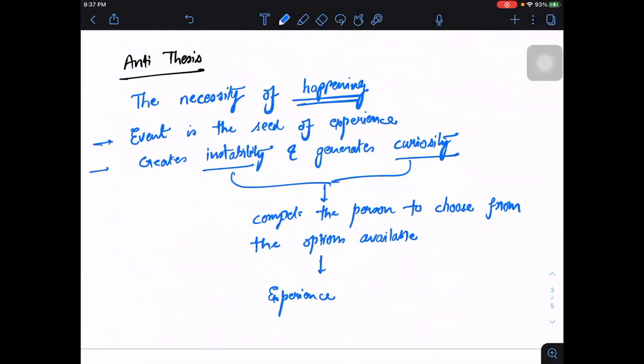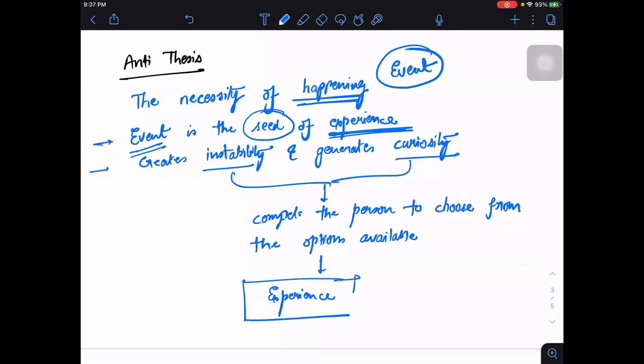Antithesis, as I have explained earlier, here we will emphasize the event itself. Here we will emphasize the happenings that lead us to the experience, right? Because the event is providing the seed of experience. There is something which is happening in front of me and which is pushing me to take the action to avoid the negative outcome, right? That particular event is creating instability and it is generating curiosity in my mind, and that curiosity is compelling the person to choose from the options available, and that's what leads to the experience.